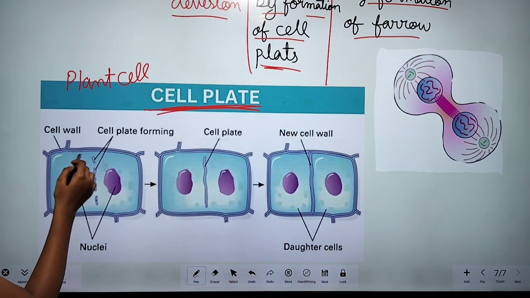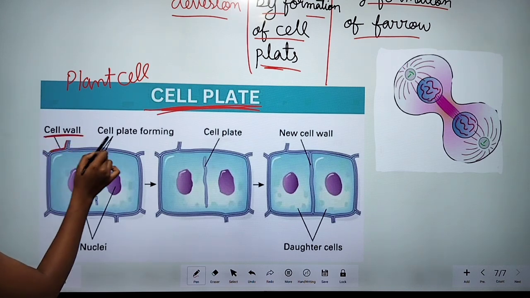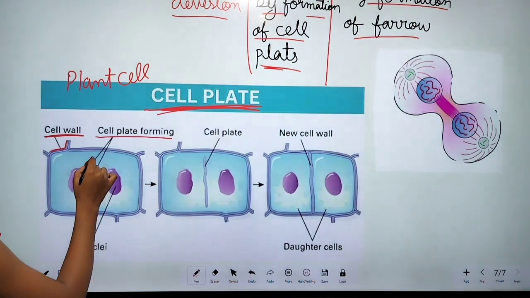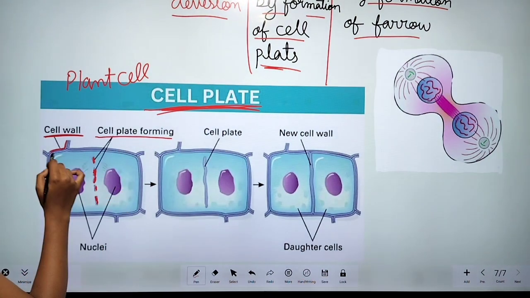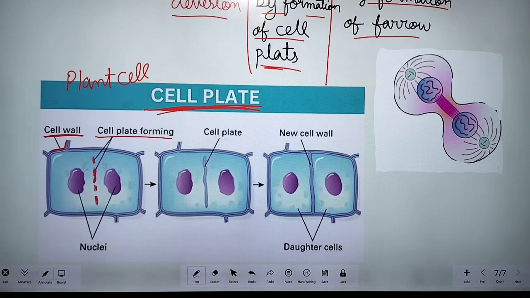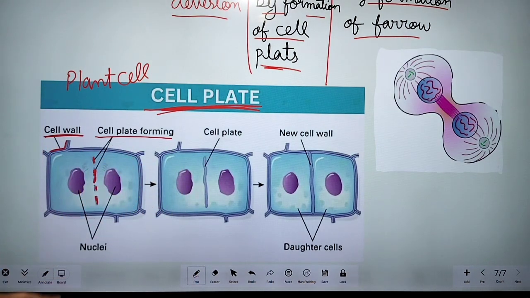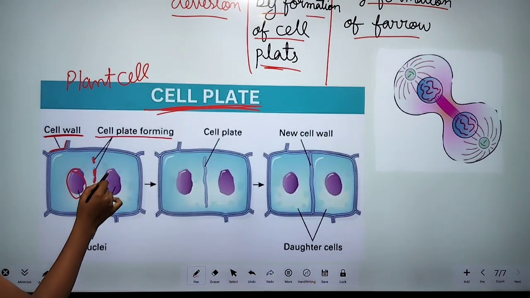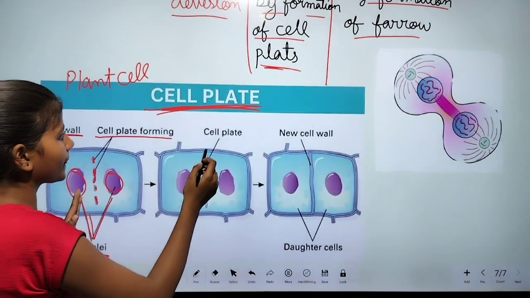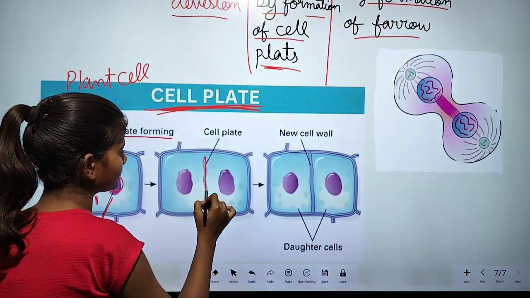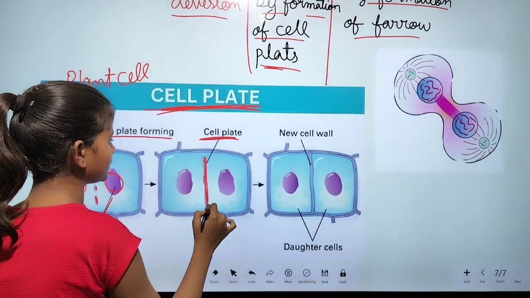Here you can see that this one is a cell wall, and the cell plate is forming. This one is the nuclei of the cell, and this plate is complete. You can see the cell plate is complete.